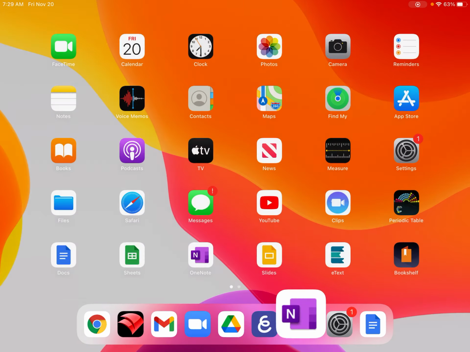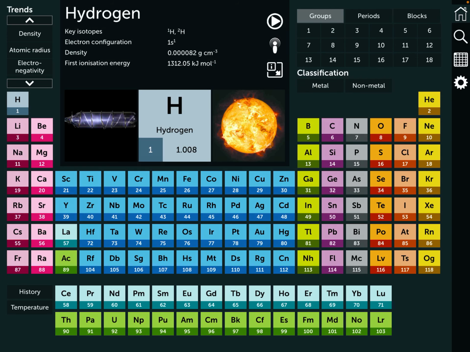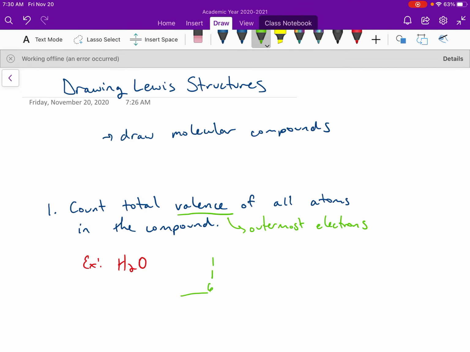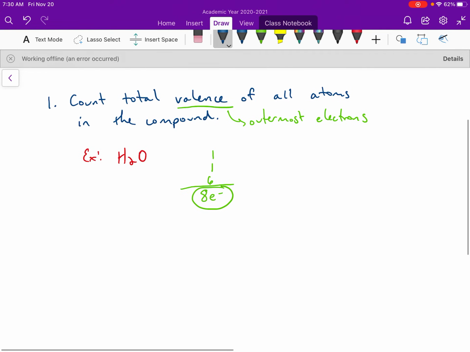And then oxygen. We've got to find oxygen on your periodic table. It's all the way over here, number 8. It is in column 6: 1, 2, 3, 4, 5, 6. Row 2, energy level 2, number 6. So it has 6 valence electrons, which means our total valence of all atoms in the compound is 8. This is sort of like the law of conservation of matter. You cannot create or destroy electrons, so 8 electrons is what we have to work with to make this structure valid.